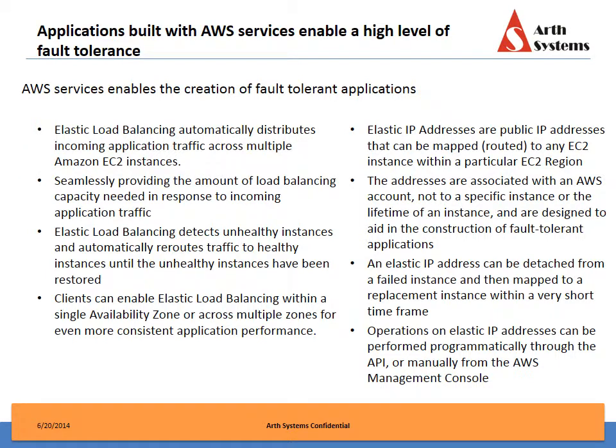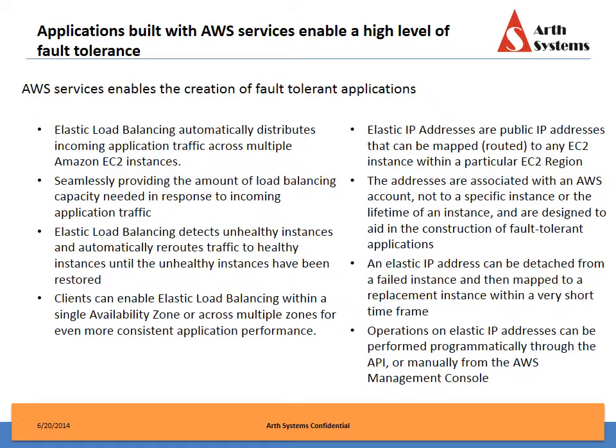Applications built with AWS can be enabled to provide a high level of fault tolerance. Elastic Load Balancing automatically distributes traffic across multiple EC2 instances. Capacity could be added seamlessly in response to incoming application traffic. Elastic Load Balancing can detect an unhealthy instance and reroute traffic to a healthy instance. It can be enabled across a single availability zone or across multiple zones to provide added availability.